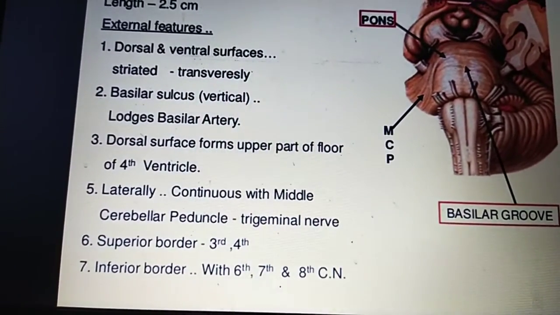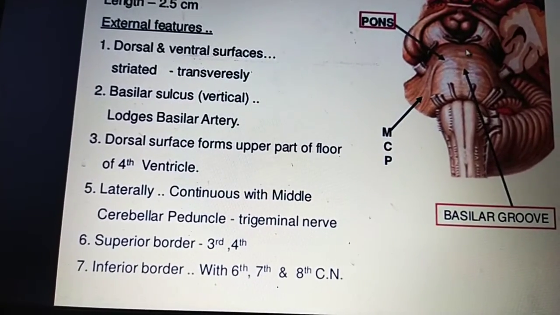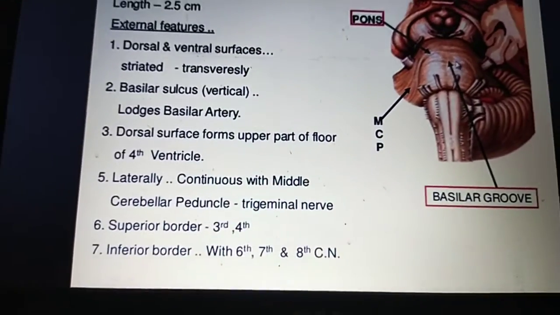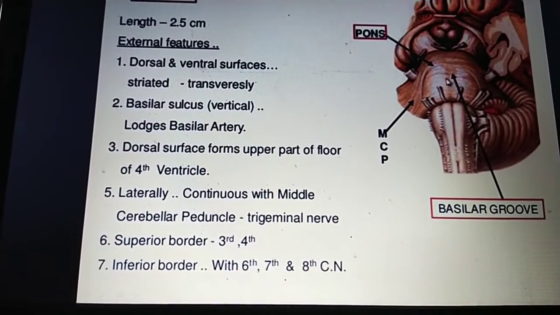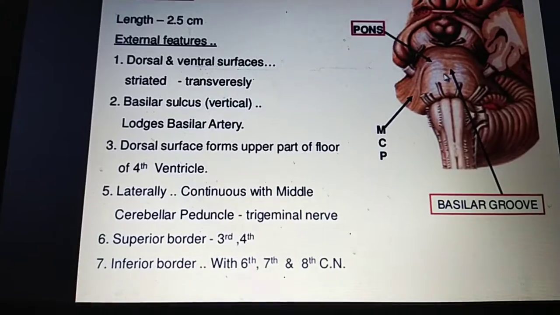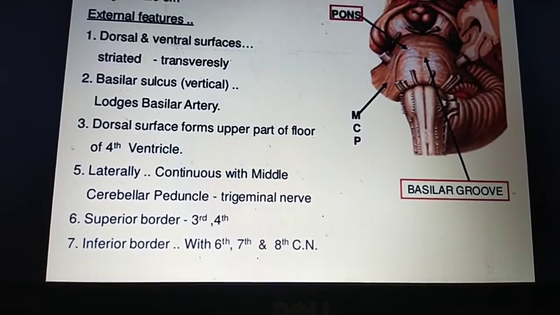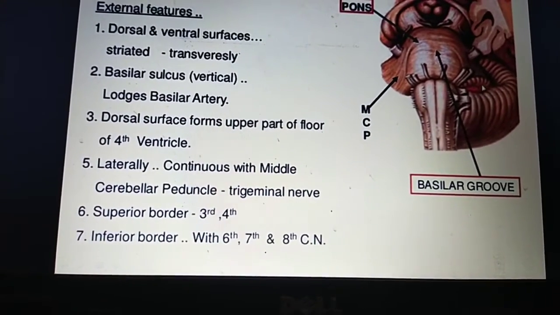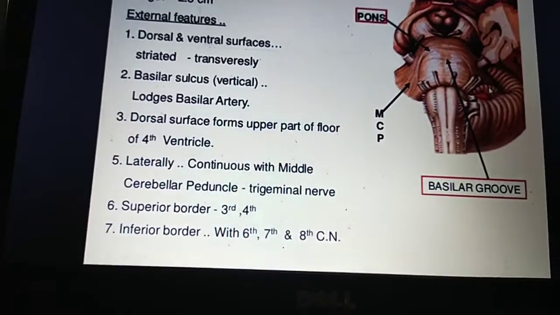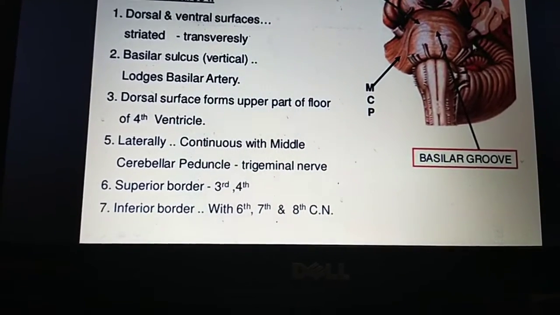Striated transversely, these are the ventral surface. The basilar sulcus, or vertical sulcus, lodges the basilar artery. The dorsal surface forms the upper part of the floor of the fourth ventricle, and laterally it is continuous with the middle cerebellar peduncle. You can see here, this is the middle cerebellar peduncle. At the superior border are the third and fourth nerves.